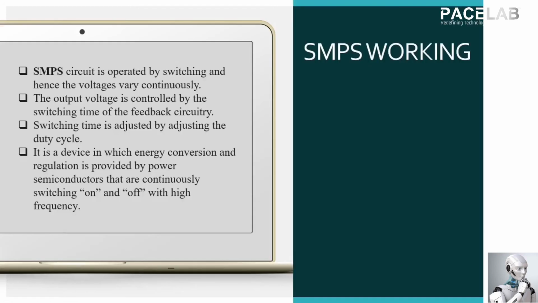What is inside the SMPS, or what is the working behind it? We know that the full form of SMPS is switched mode power supply, which is operated by switching, and hence the voltages vary continuously, which means that the changing pulses are used for controlling the voltages. This switching time is adjusted by adjusting the duty cycle. In this device, the energy conversion and regulation is provided by power semiconductors, which are continuously switching on and off at high frequency. So high frequency switching is used in this SMPS.